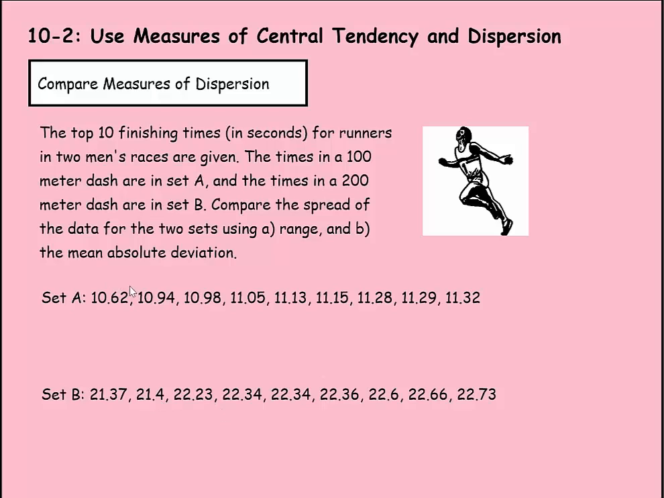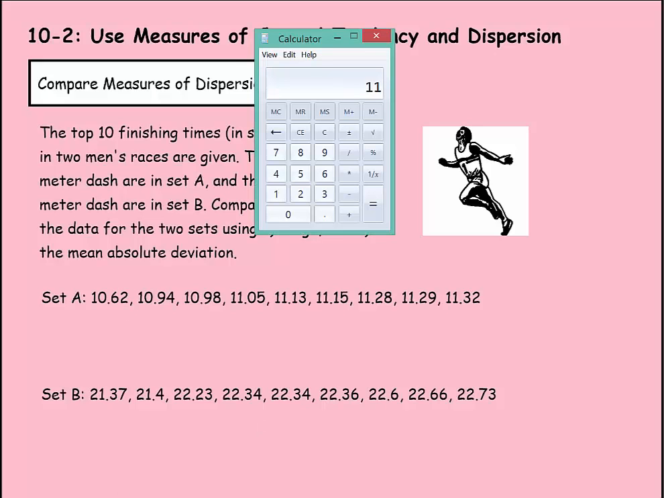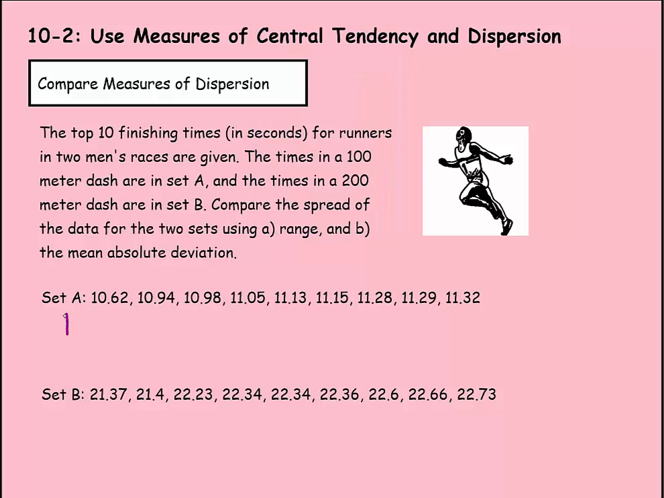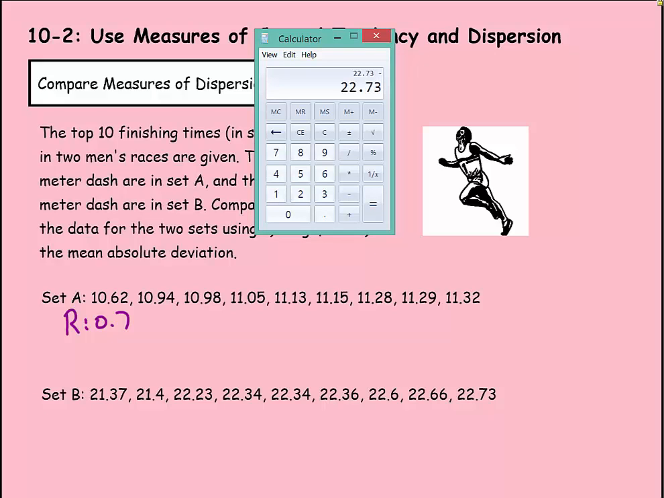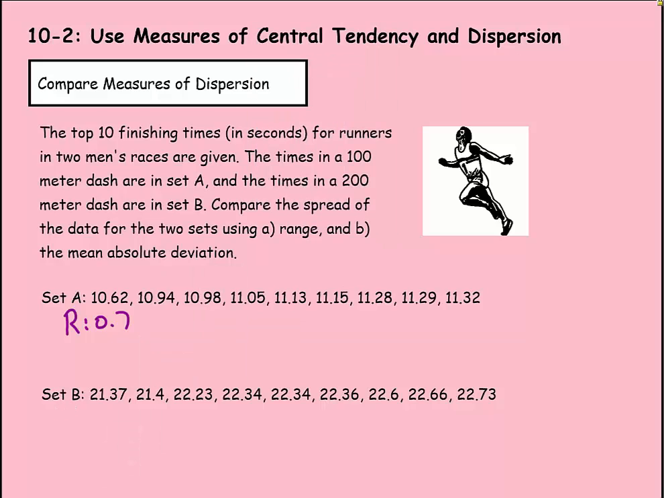So the best time was 10.62, and the worst time was 11.32. So to find that, we could say 11.32 minus 10.62. So there's a difference of 0.7. We'll say R for range, 0.7. If we find the range for set B, then the lowest number is 21.37, and we have 22.73. So we could do 22.73 minus 21.37, and that gives us a range of 1.36. So R is 1.36.